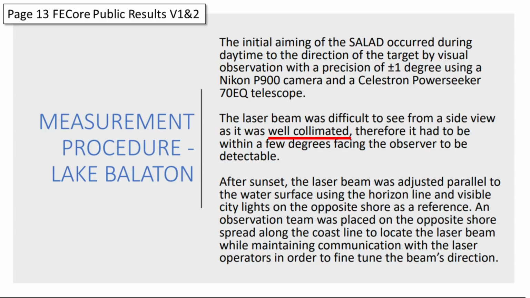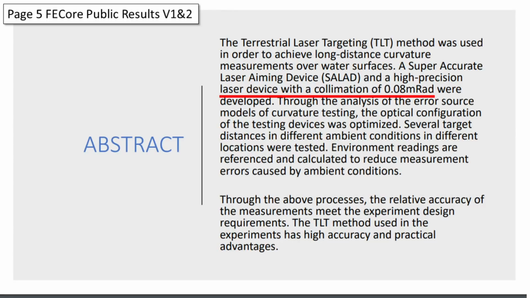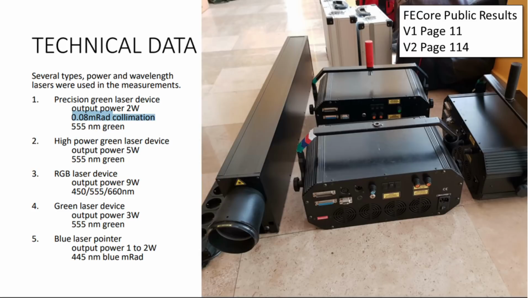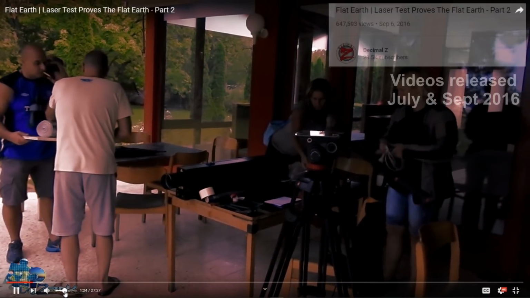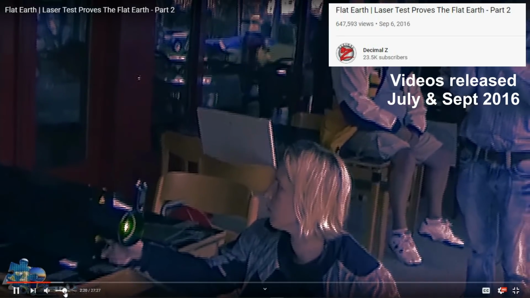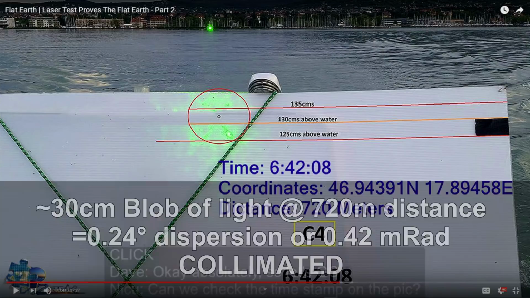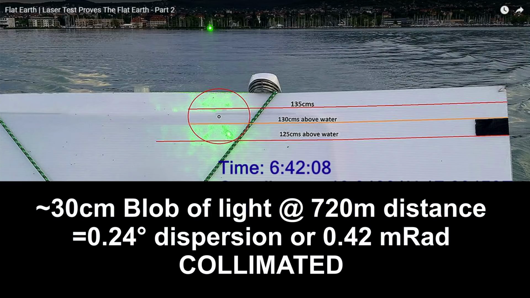Both versions of the results document state that they used a well-collimated beam. FECore claims their high-precision laser has 0.08 mrad collimation, which is extremely good. But this is an interesting specification, because over a year before FECore ever existed, this same laser with functioning collimator was used in a Dr. Zach video, also at Lake Balaton, yet was only able to achieve an approximate 0.4 mrad of collimation, which is 5 times more dispersion than FECore claims in their specs.